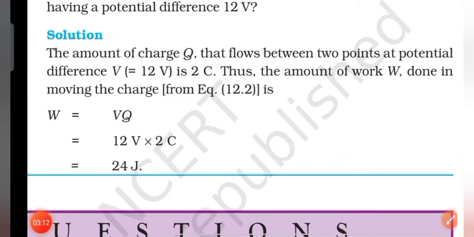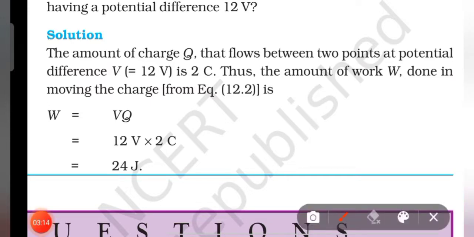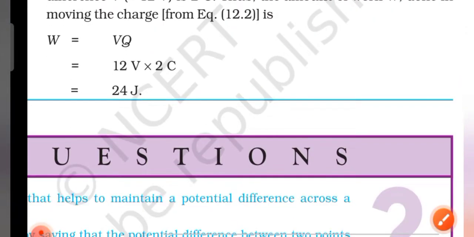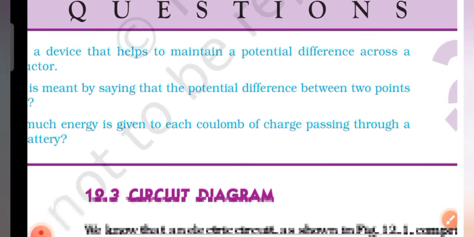So you don't have to remember hundreds of formulas. This basic formula you know, V is equal to W upon Q. With this formula we will derive the amount of work. W is asked, so we multiply both sides by Q, W is equal to V into Q. The unit of work is joule, so joule is written. Hope it is clear. It was a very easy example question.